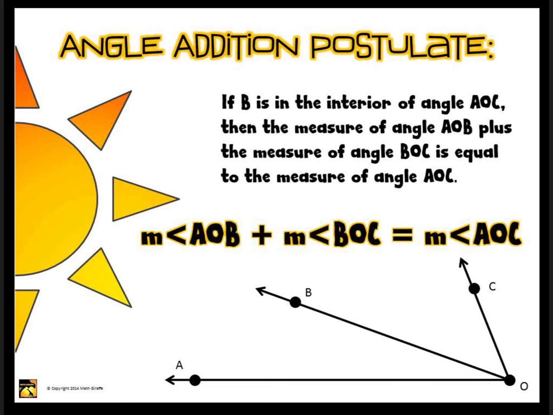Alright, so now we have the angle addition postulate, right? Very similar to the segment addition one, but now we're just talking about angles. So, if B is a point somewhere in the interior of this angle, then the measure of AOB, so the small angle here, plus the measure of BOC, this other small angle, equals the measure of the entire angle AOC. So again, you can add the two pieces up to get the whole thing. Alright, so let's again do some examples with this.